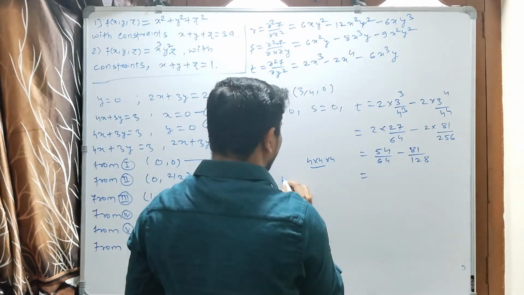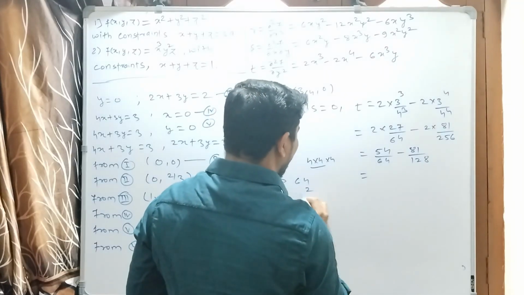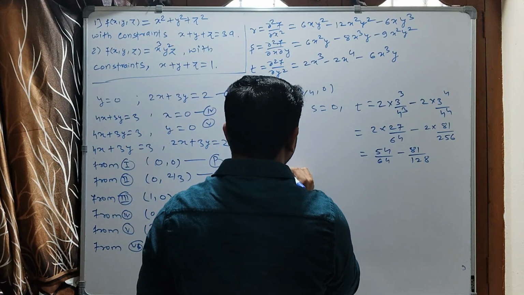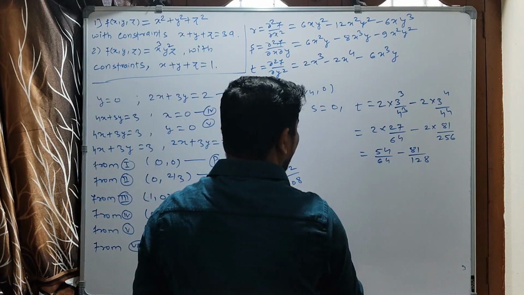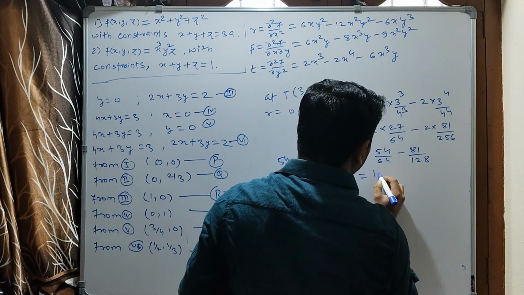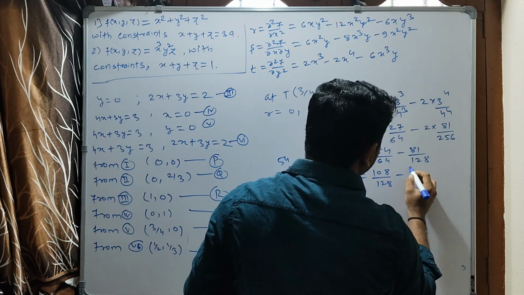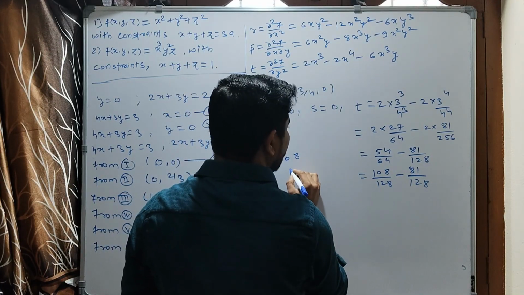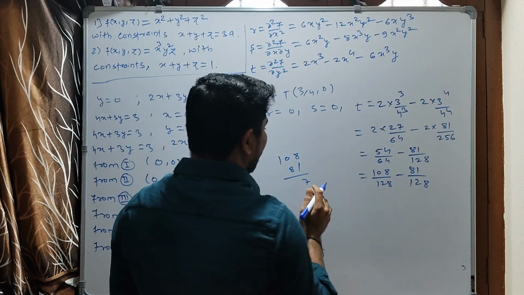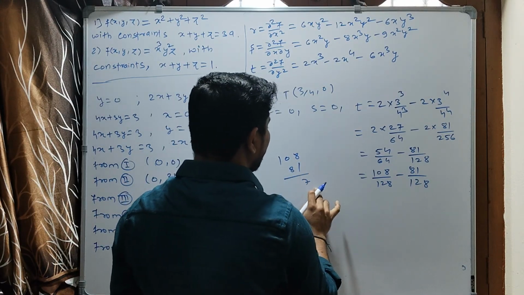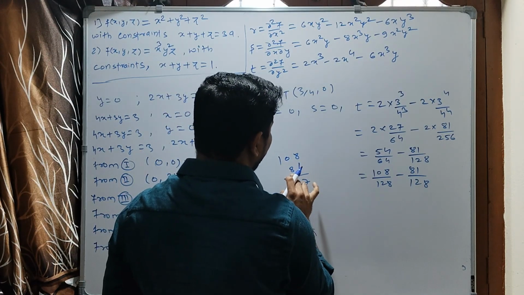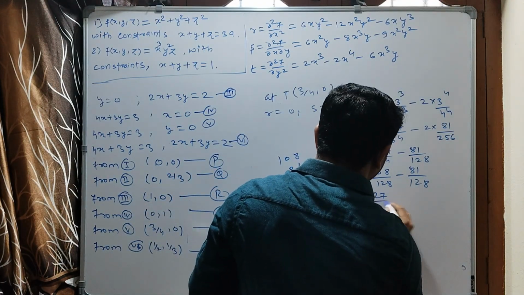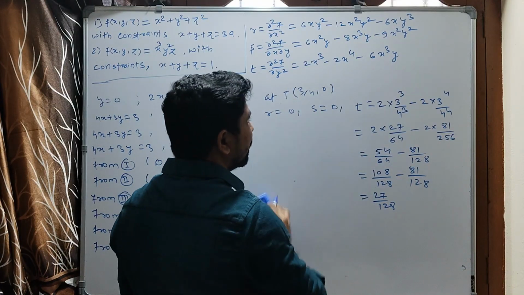So 128 is 64 into 2. So I want to multiply the numerator by 2. So which is equal to 54 into 2, which is 108. So which is equal to 108 divided by 128 minus 81 divided by 128. Now 108 minus 81: 8 minus 1 is 7, and 10 minus 8 is 2. Therefore which is equal to 27 by 128. So this is my t.